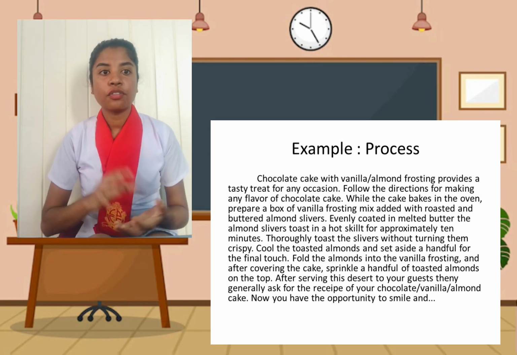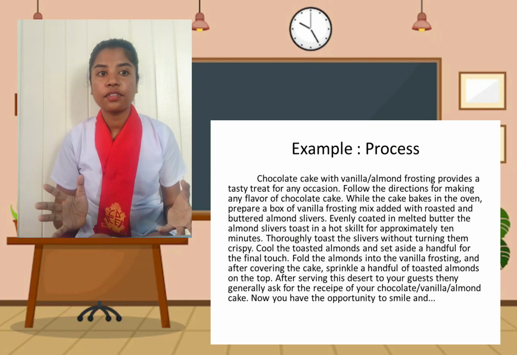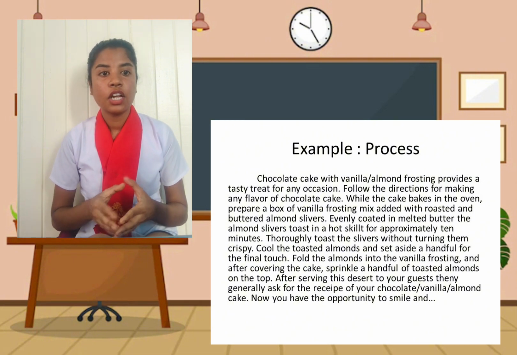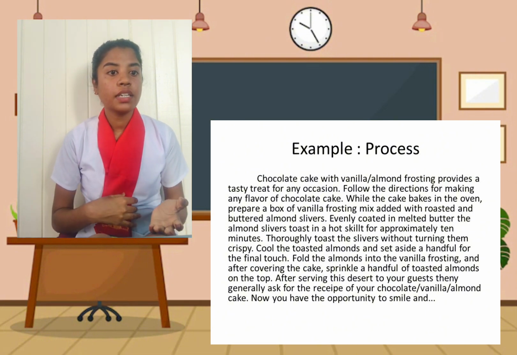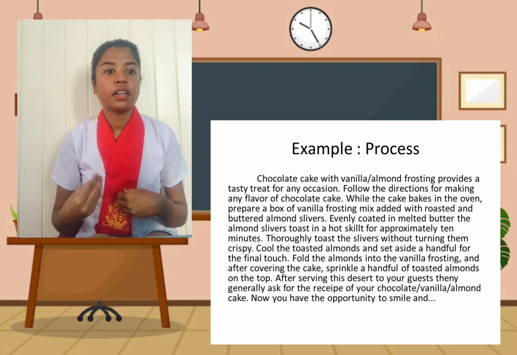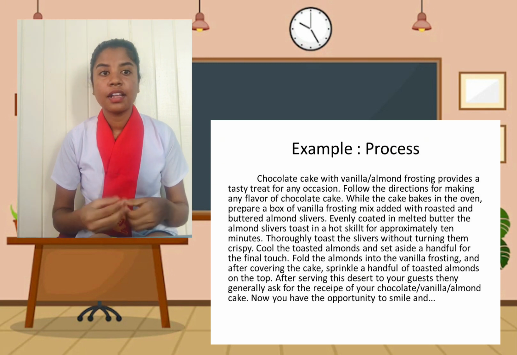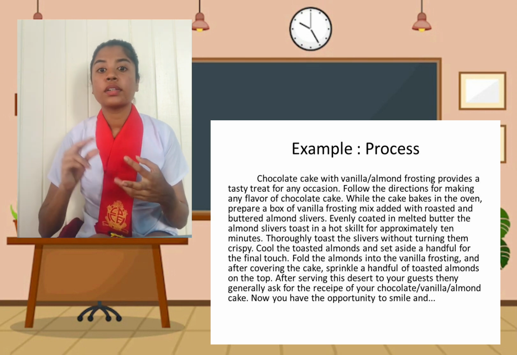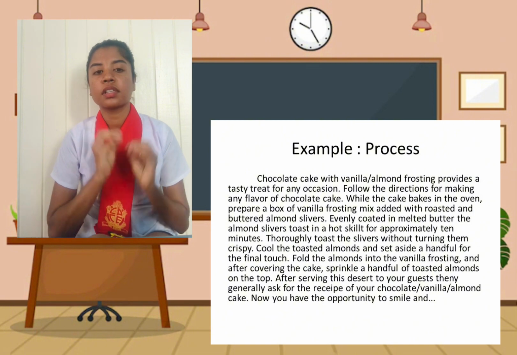And the body started from "Follow the directions for making any flavor chocolate cake" up to the last sentence in the body: "After serving this dessert to your guests, they generally ask for the recipe for your chocolate vanilla almond cake." That is the end of your body. So between that space, there's how to make it, all the ingredients, all the timings for making it, everything about this chocolate cake was in the body.